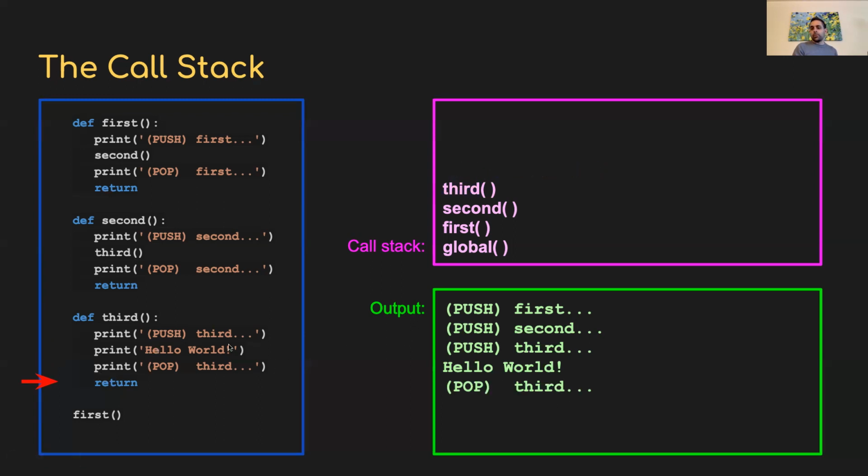by printing pop. We get to the return. The return will remove the third function here because the third function has completed everything it was going to do. So when we return, notice it gets pulled off. Same thing happens with second. When we get to the return statement for second, that executes and it's going to pull the second method off the call stack. And we'll do that for first also.